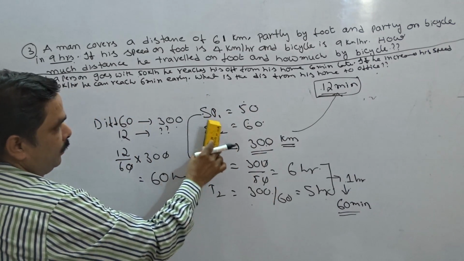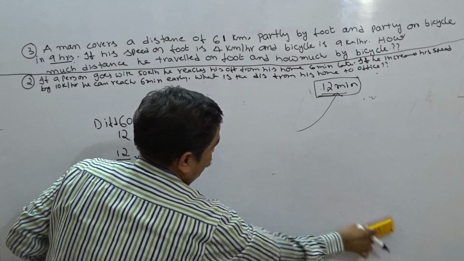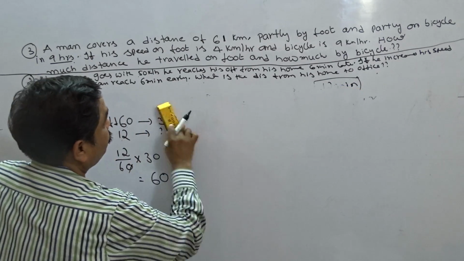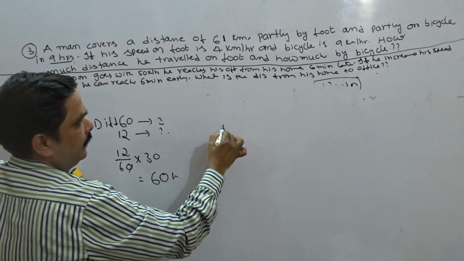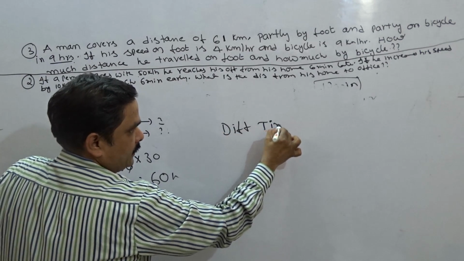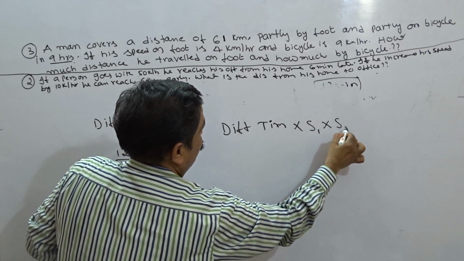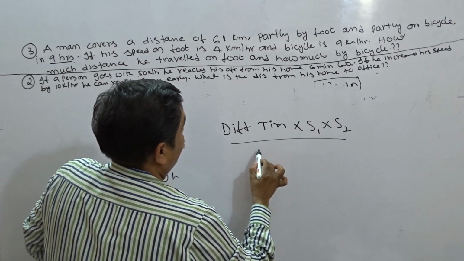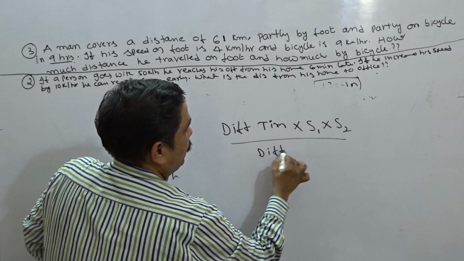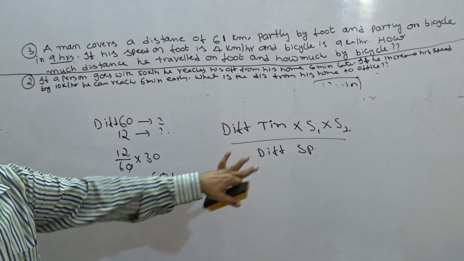Anyway, note down the formula. For this type of questions, the direct formula is in this way. First take the difference in timing, two timings are there, right? Difference in timing into speed 1 into speed 2 divided by difference in speed, speed 1 and speed 2. You will get the answer directly.